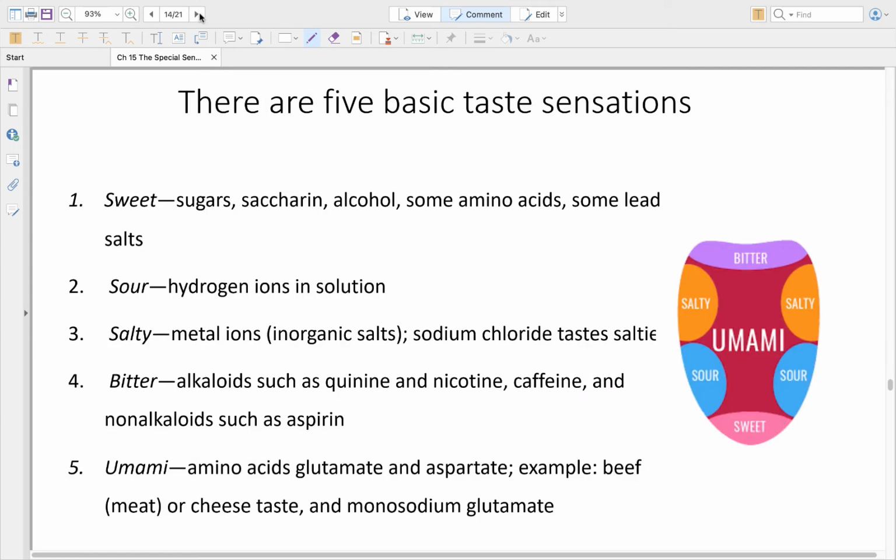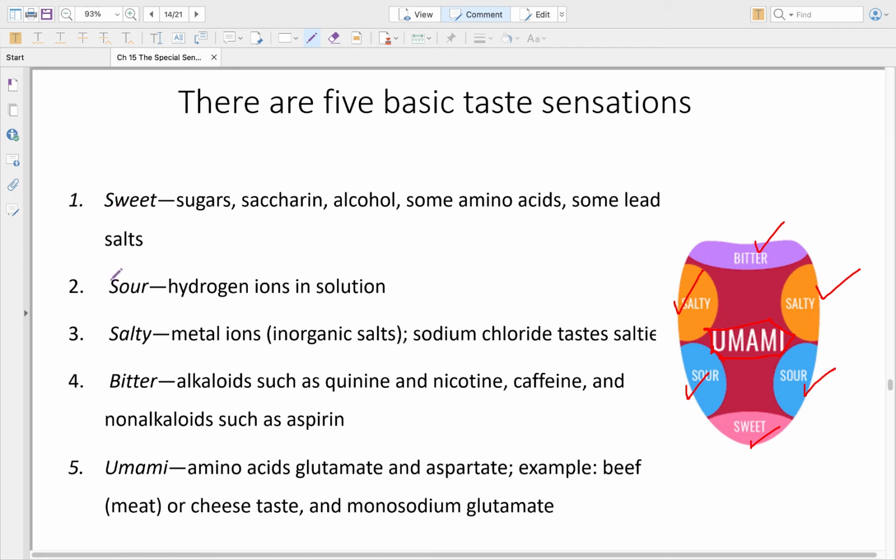There's five basic tastes. We can taste bitter, salty, and look at the location on the tongue. Sour, sweet at the tip, and then the majority of your tongue is referred to as the taste sensation called umami.